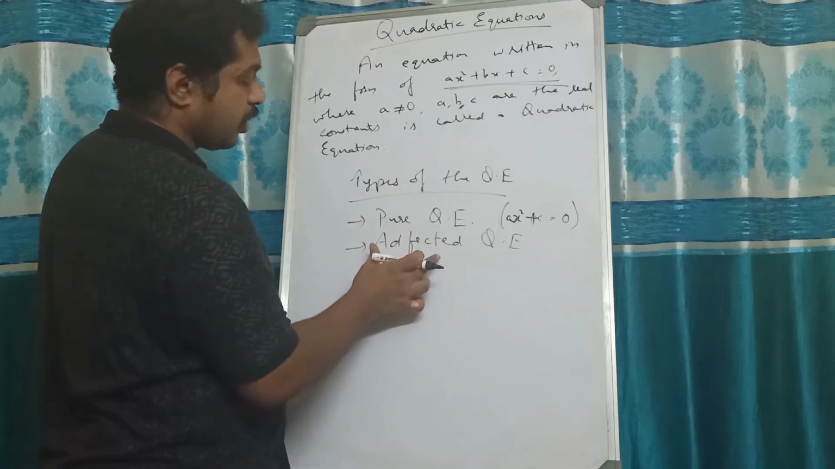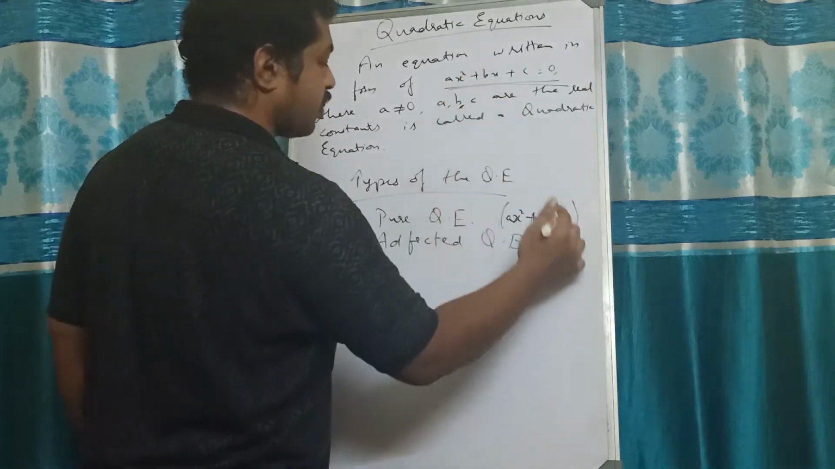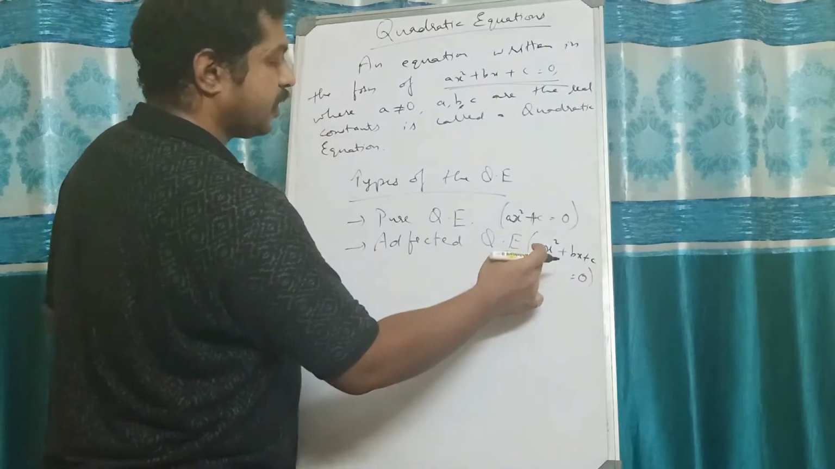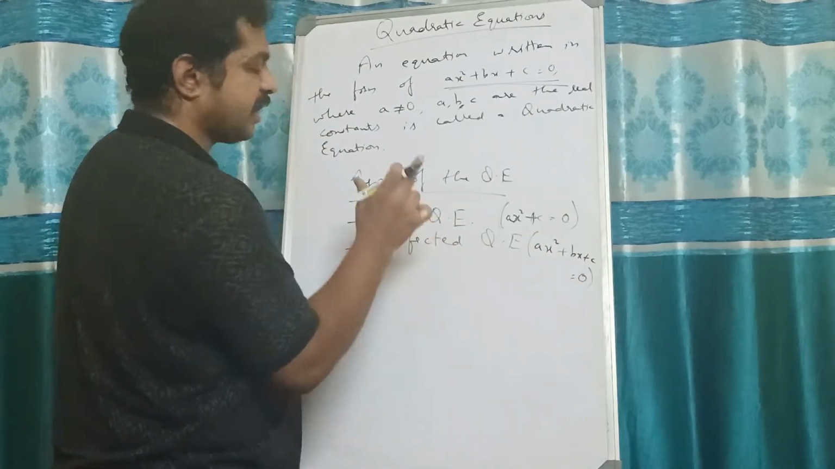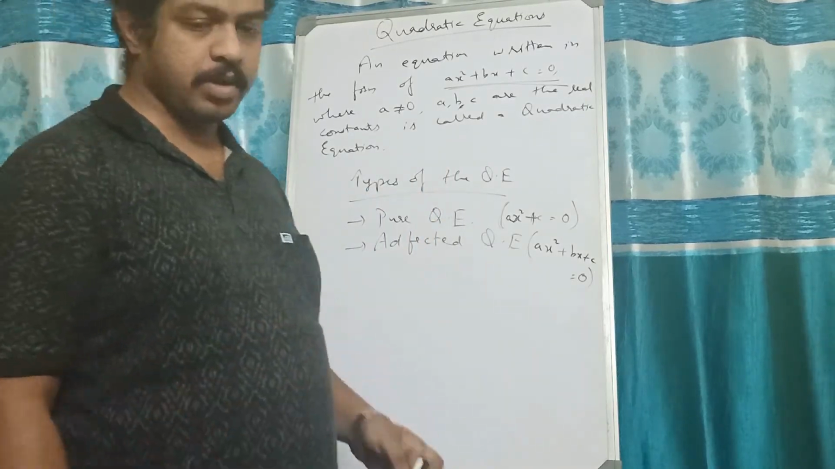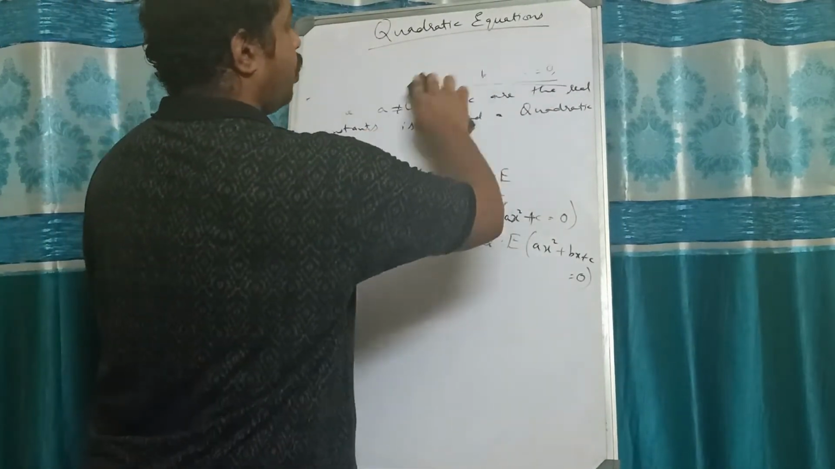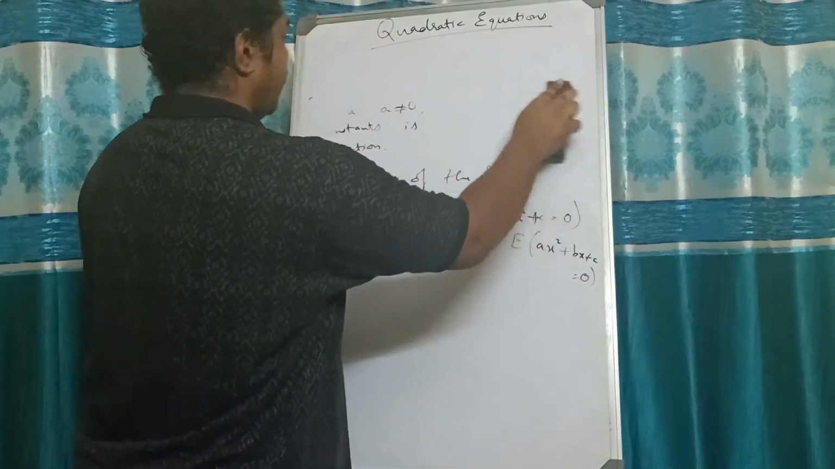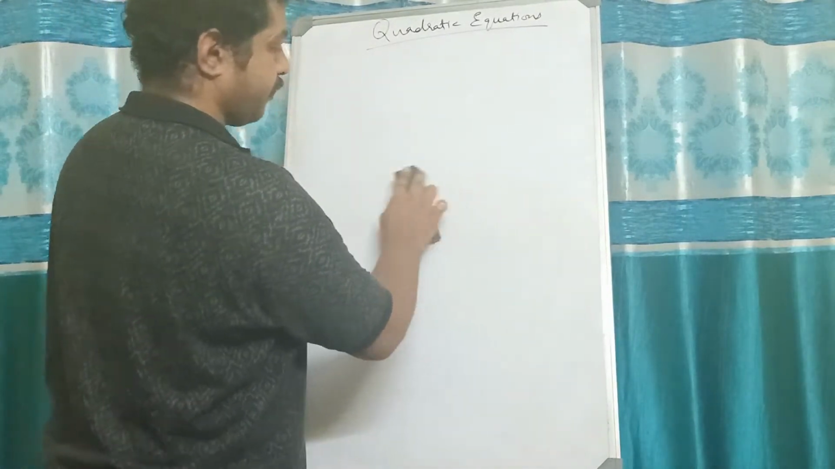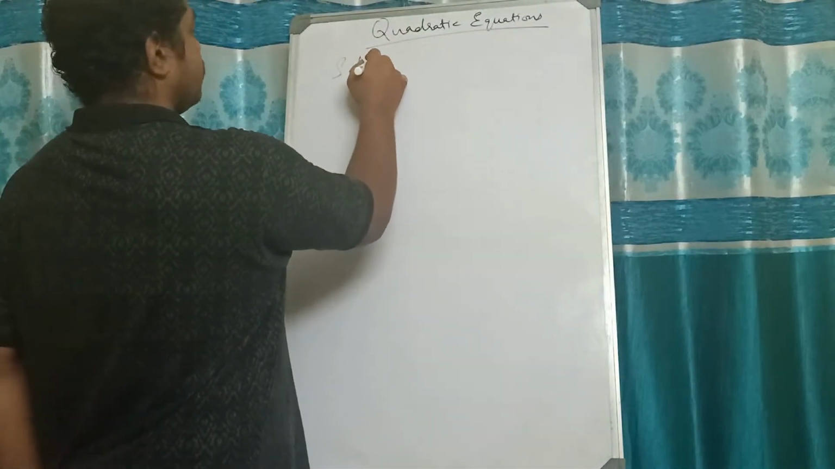Talking about the adfected quadratic equation, it is the standard form of the quadratic equation, which is ax squared plus bx plus c equal to 0. An equation written in this form will be called an adfected quadratic equation. So these are the two types of a quadratic equation. Now let us know how to solve a quadratic equation.